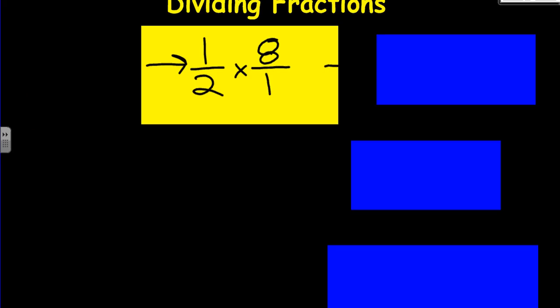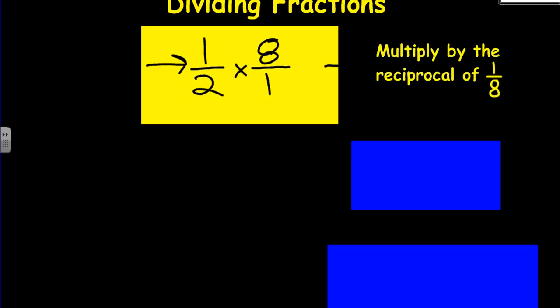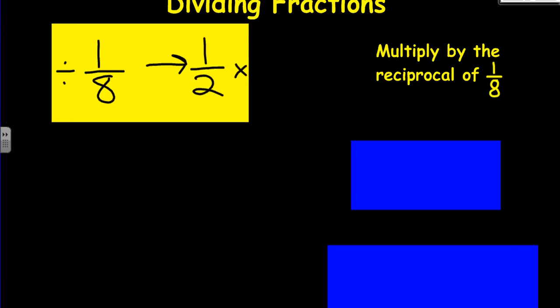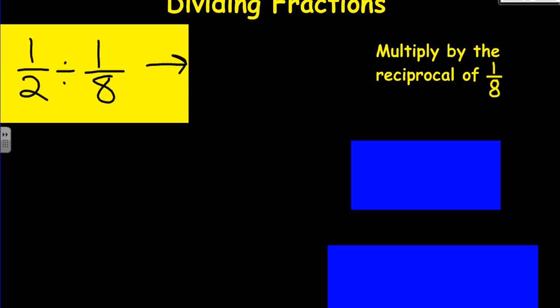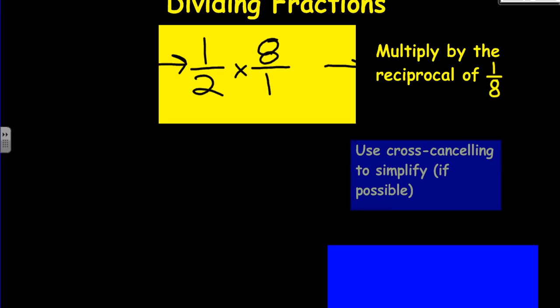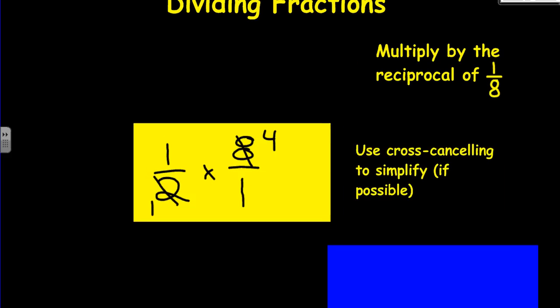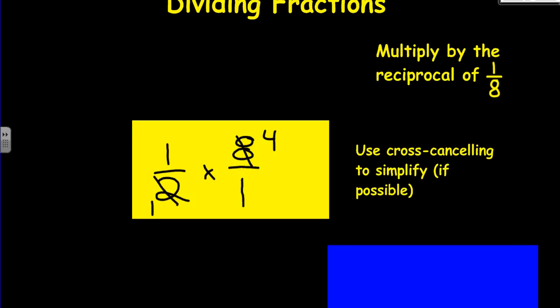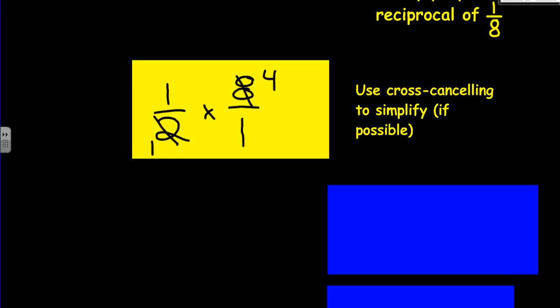The first step says to multiply by the reciprocal of 1/8. We'll get to talking about the reciprocal a little bit at the end of the lesson. But here you see we're taking 1/2 times the reciprocal. Some subtle changes are taking place from the beginning step to this next step. The next step says use cross-canceling to simplify. And this might sound kind of similar to multiplication at this point.